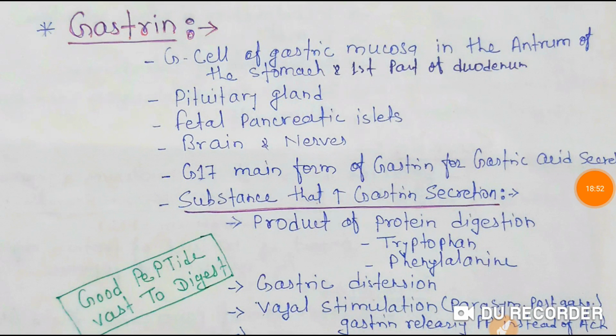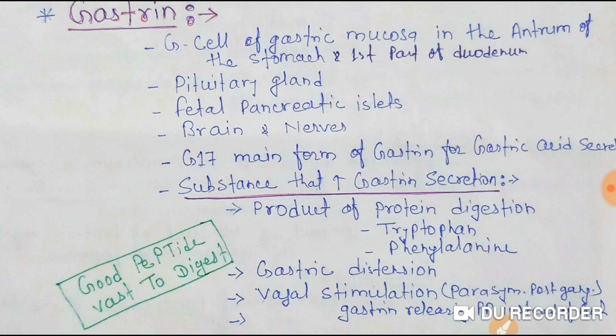Start with individual hormones and enzymes, beginning with gastrin. These topics are very important for you. Gastrin is secreted by the G cells of the gastric mucosa in the antrum of the stomach and the first part of the duodenum.